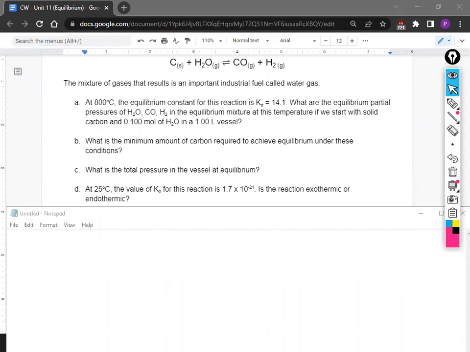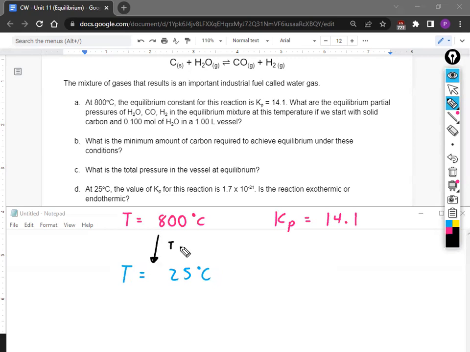Okay, so for this problem, we're trying to figure out if the reaction is exo or endo by looking at the value of Kp at a different temperature. Let's compare the two. The original system was at 800 degrees Celsius, and they said that at 800 degrees Celsius, the equilibrium constant is 14.1. Now the new system is at 25 degrees Celsius. Did the temperature increase or decrease? It decreased a lot, right?